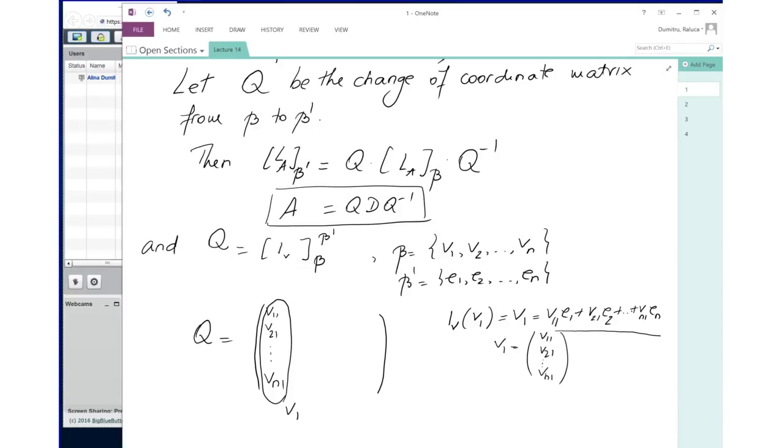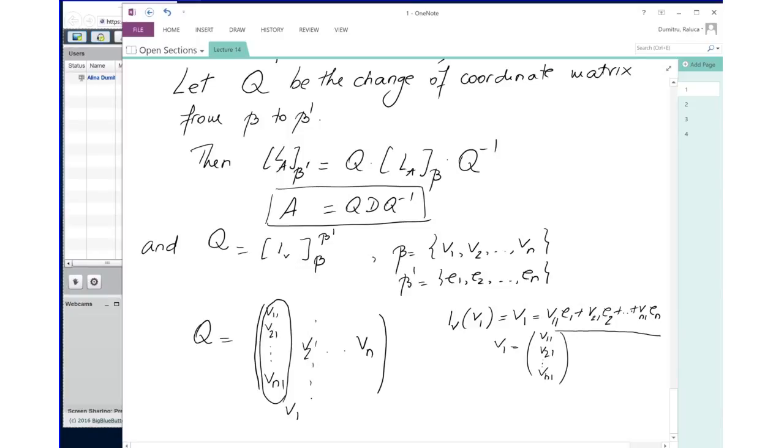What's the second column? V2, placed vertically like this again. And Vn. So what is this saying? Well, not only that A is similar to a diagonal matrix, but the matrix Q that makes the similarity possible is found just by placing those eigenvectors in the basis beta next to each other, right?